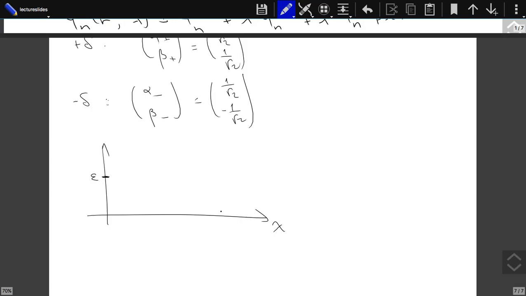As we turn on lambda, one of them increases linearly. The other one just decreases linearly. This is epsilon minus delta. This is epsilon plus delta. So in this sense, we say that the degeneracy is lifted by this perturbation. Now here we have two states having the same energy, but the change in the energy as we change lambda is different. So although they coincide when lambda is equal to 0, they differ when lambda is different from 0.